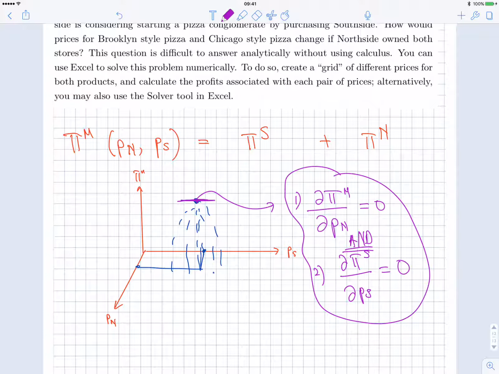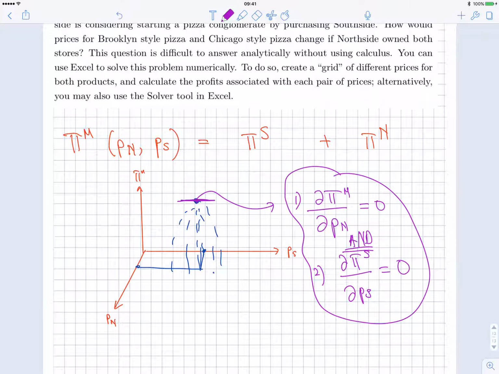So, if you think about how we solved question 1, we figured out a best response function for the south side. How did we do it? We focused on the profit of the south side. We differentiated the profit of the south side with respect to the price of the south side and set it equal to 0. We focused on the profit of the north side, differentiated with respect to the north side, set it equal to 0. We figured out the best response function. We had a best response function for the south, we had a best response function for the north. We solved them simultaneously to find the optimal prices.